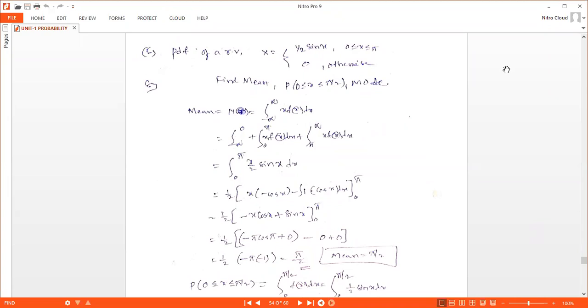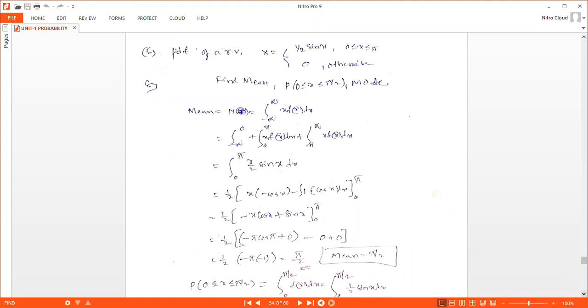Let's solve one more problem. The probability density function of a random variable X is f of x equal to sin x by 2 for 0 less than or equal to x less than or equal to pi, otherwise 0. We need to find the mean, probability values, and mode.